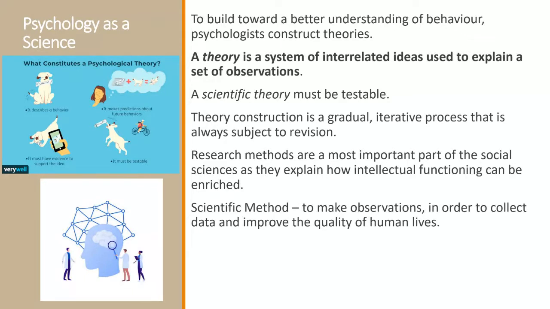And research methods are a most important part of the social sciences, as they explain how intellectual functioning can be enriched, using a scientific method. So psychology is a science. The scientific method is to make observations. That's what we do, in order to collect data, that's what we do in order to improve the quality of human lives. So that is why psychology is a science, and that is how research works within the science.